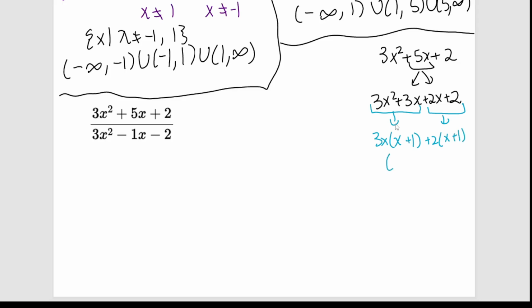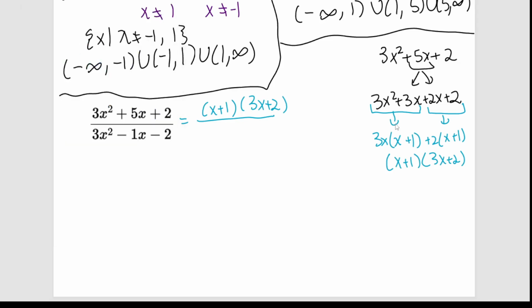And now we're going to have one parenthesis of what they have in common, which is x plus 1. And one parenthesis of what's left after you divide out that x plus 1, aka what's different, which is your 3x plus 2. So for our numerator there, we've got x plus 1 times 3x plus 2.